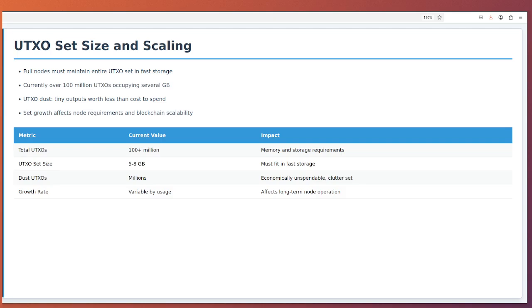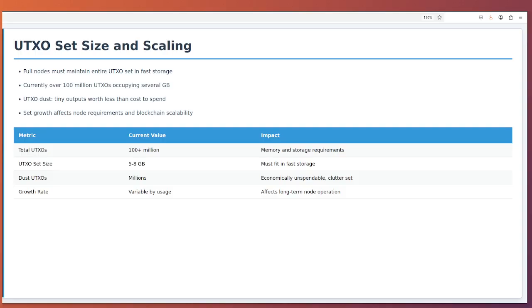Some proposals suggest UTXO set commitments, where the set is periodically hashed and committed to in the blockchain. This would allow new nodes to start from a UTXO set snapshot without validating the entire history, though this has trust trade-offs. Technologies like the Lightning Network help by moving many transactions off-chain, reducing UTXO set growth.